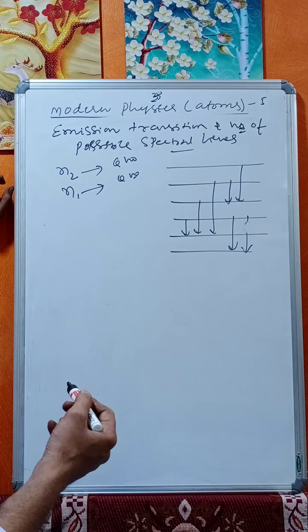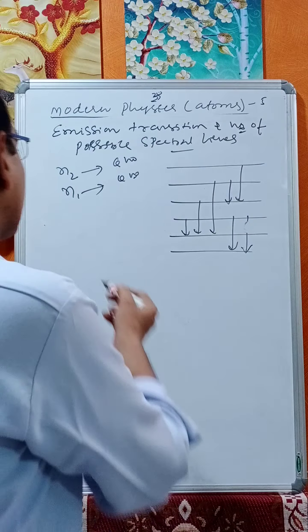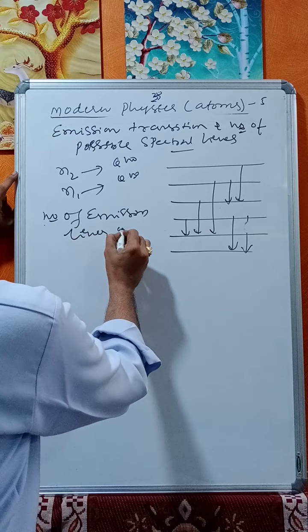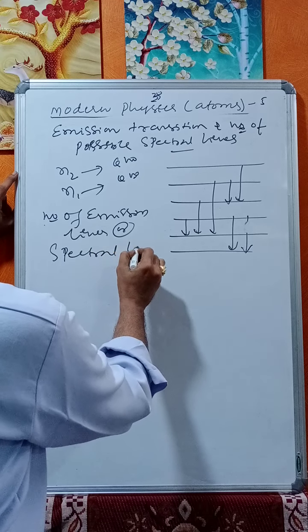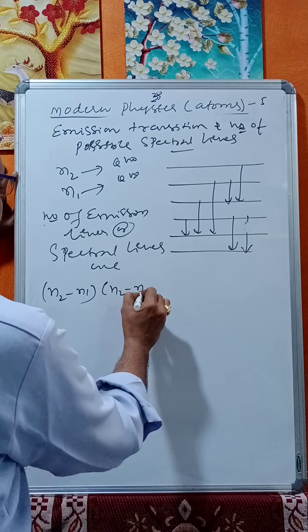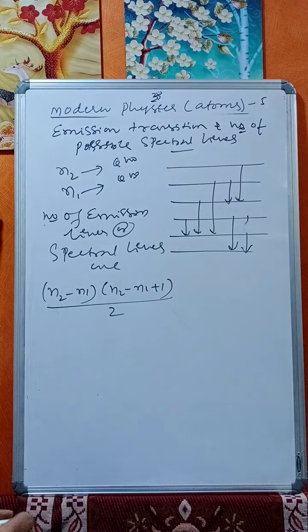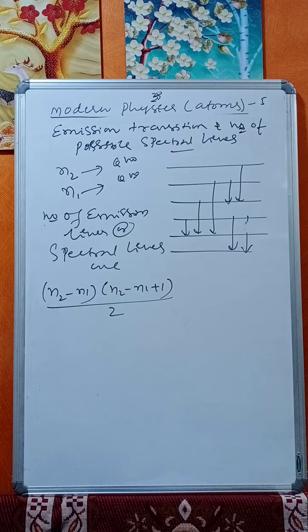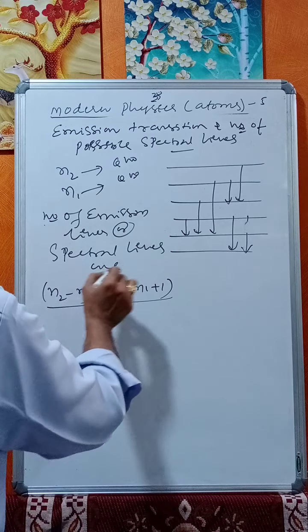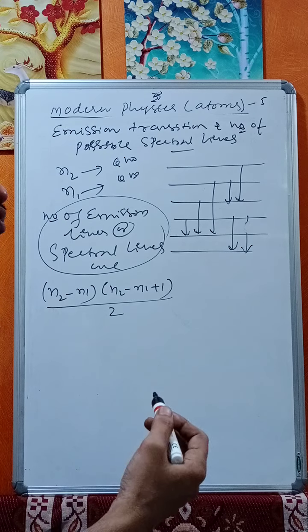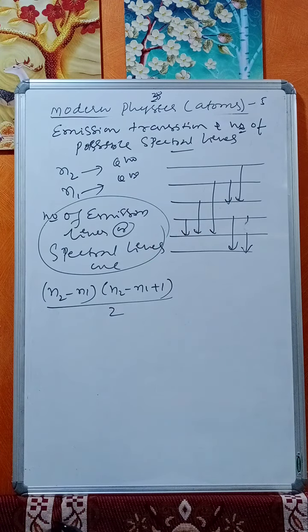If n2 is the quantum number of the higher level and n1 is the quantum number of the lower level, the number of emission lines or spectral lines is (n2 minus n1)(n2 minus n1 plus 1) by 2. That is the number of spectral lines or emission lines observed when the electron jumps from the n2 level to the n1 level.